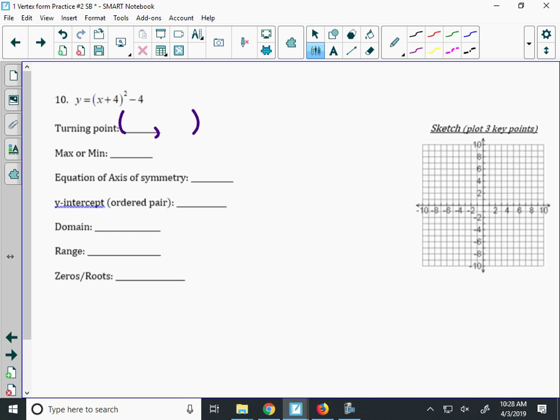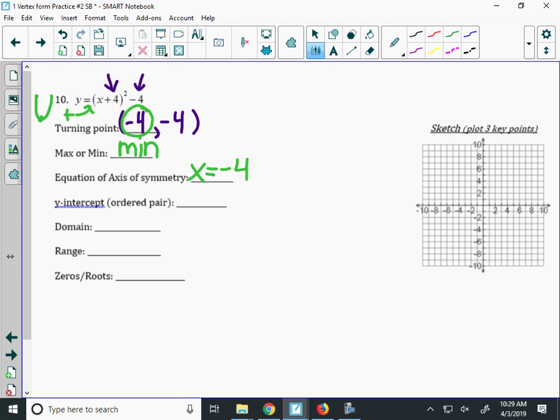It's an ordered pair. The x value is the opposite of what's in the parentheses, so here that would be negative 4. And then the y value is the same as what's outside the parentheses. We can look at the picture in a minute, but to find if it's a max or min, we look out in front of the parentheses. It's positive. There is no negative sign, which means your parabola is going to open up, and that turning point is going to be a minimum. And the axis of symmetry is always x equals the x value from the vertex. Those are always the same.